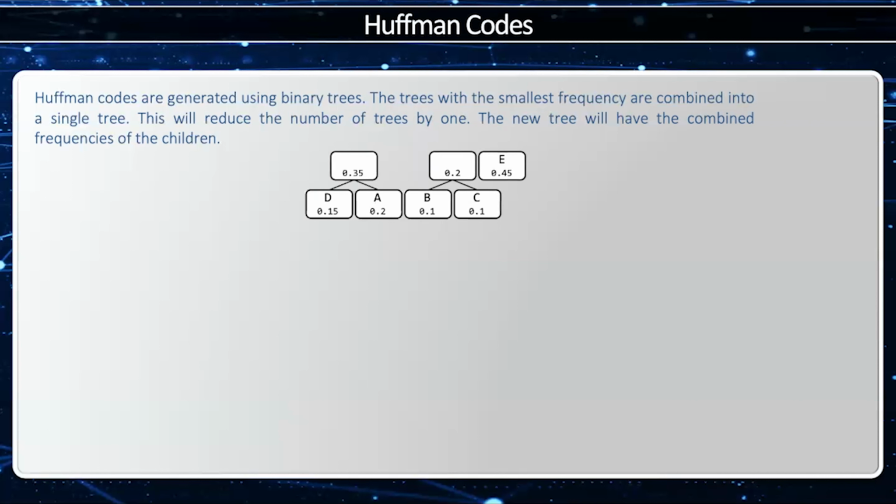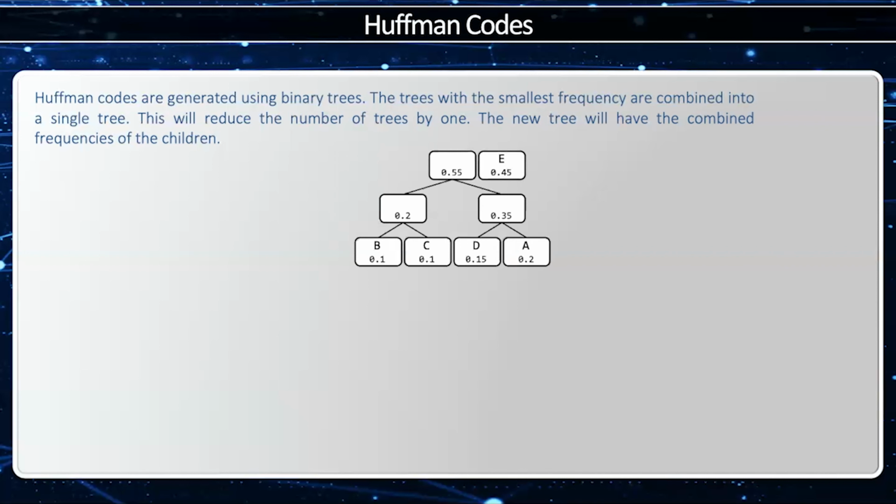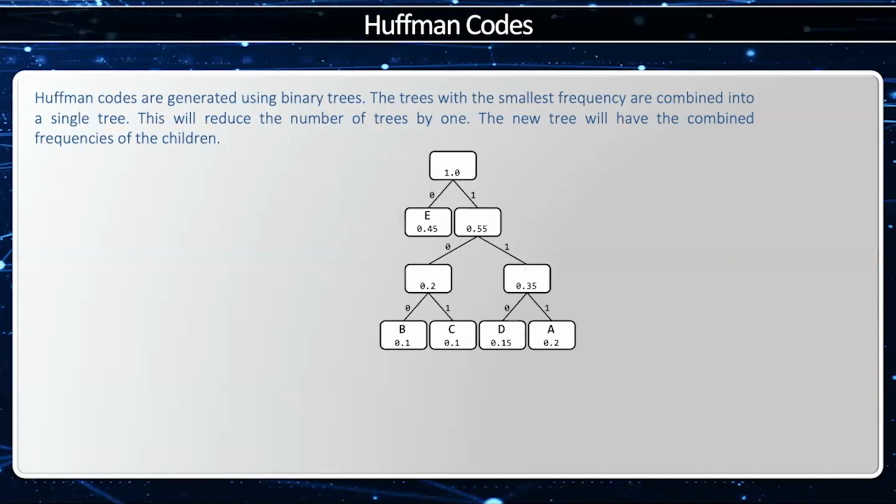So now I have 3 binary trees. The first one contains the nodes D and A. The second one contains B and C, and the third one contains E. Now, what are the two lowest frequency binary trees here? 0.35 and 0.2, and I will combine them as well. Notice how the new root is going to have the combined frequency of the two children it's assumed. And then finally, I'm going to combine the last two into a single binary tree. When I only have one binary tree, we know we're finished.